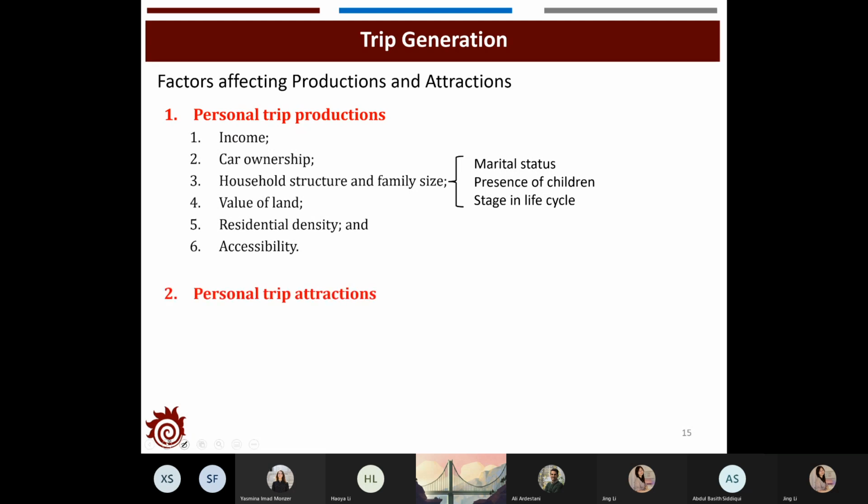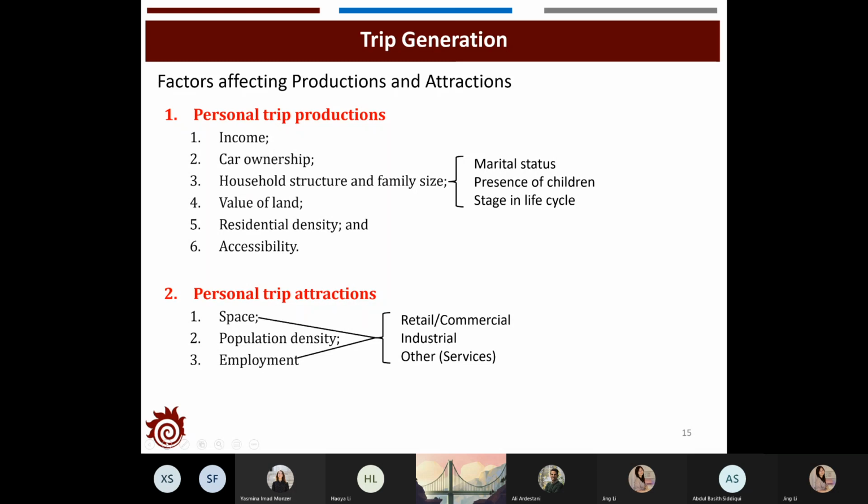And for the attraction, it is more related to the entertainment and the employment conditions, including the space, especially the parking space. Also the population density has some impact on the attraction, and the employment opportunities could include the retail and the commercial, the industrial, or other service providers in that area. So you can clearly see the difference. Different parameters will be applied for us to determine the production and attraction.